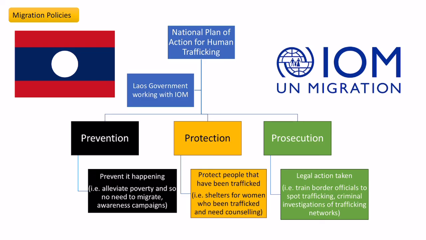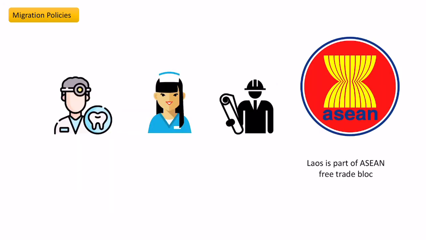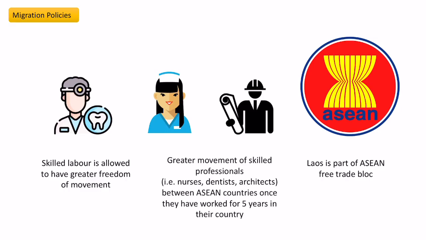The last thing to mention on migration policies is that Laos is part of the ASEAN free trade bloc. This is very similar to the EU for Europeans, and this has certain migration policies. It allows skilled labour to have greater freedom of movement under certain conditions. If you've been working in a profession in a country for 5 years, after that you can move. Because of that, we see greater movement of skilled professionals, nurses, dentists, architects, moving away from places like Laos for economic opportunities in other areas of the ASEAN network. This is not a major area of migration, but it is important to know that this is a policy, and therefore it is significant in terms of knowing how the Laos government deals with this and the patterns it might create.